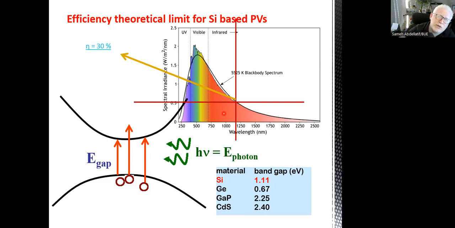By the way, this 31% was proven maybe 60 years ago, typically in 1961, by a paper led by Shockley. Shockley is the very famous scientist who invented the transistor, and he got the Nobel Prize for that. He published in 1961 a publication related to the theoretical limit of silicon. I will give you access to this publication on our e-learning page if you'd like to have a look at it.